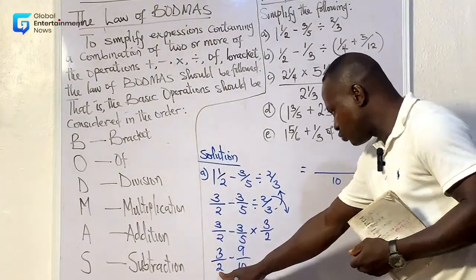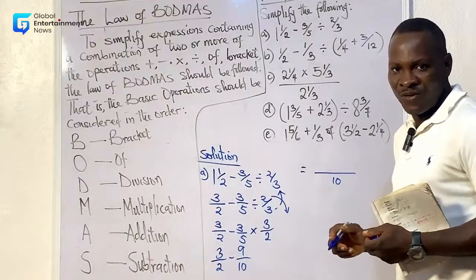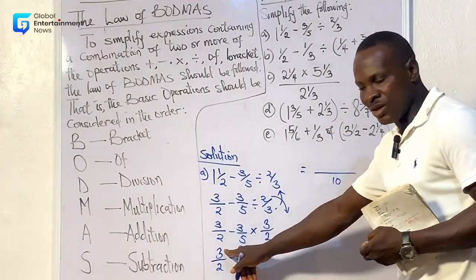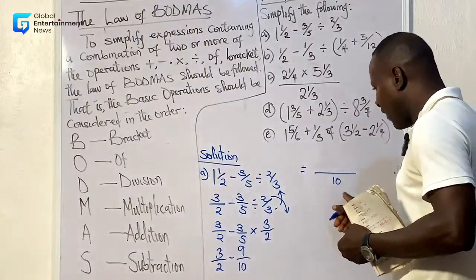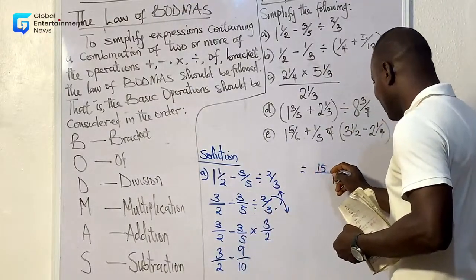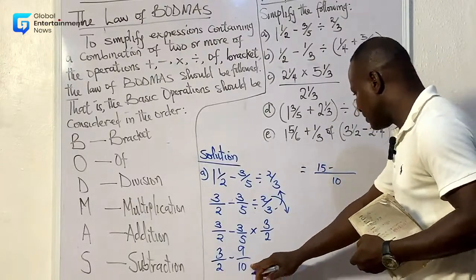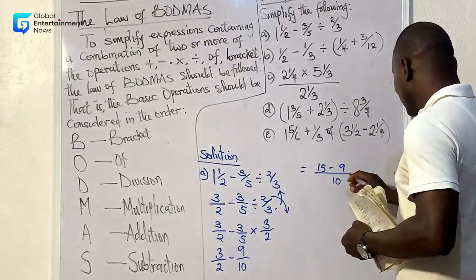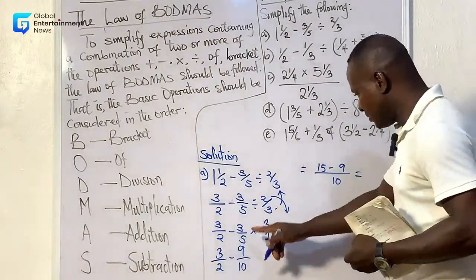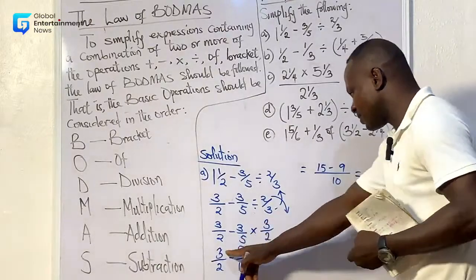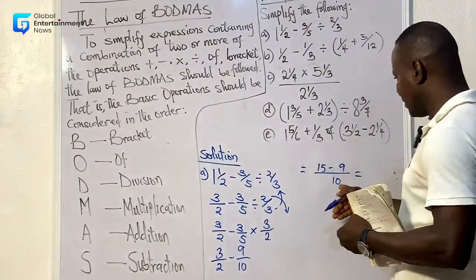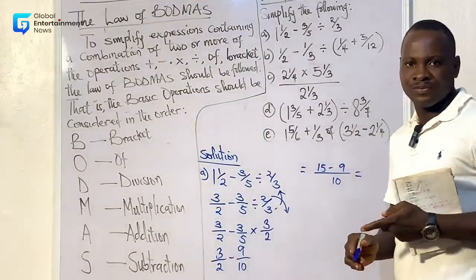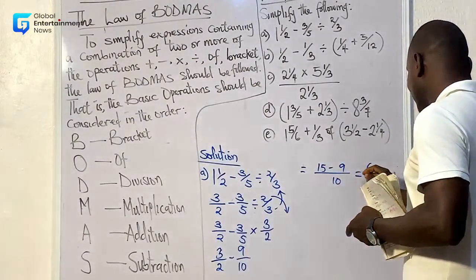You now say, how many 2 can we see in 10? That is 5. Then you multiply it by what you have at the numerator level. 2 in 10 is 5. 5 times 3 is 15. Minus 10 in 10 is 1. 1 times 9 is 9. 15 minus 9 is 6. So we have 6 all over 10.